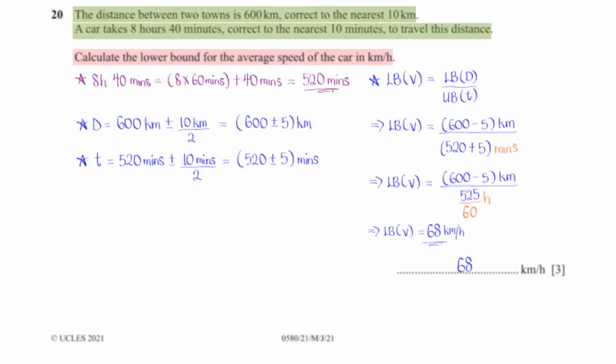Since we want to find the lower bound of the speed, that will be equal to the lower bound of the distance divided by the upper bound of the time. And so the lower bound of the distance traveled will be equal to 600 minus 0.5 kilometers, and the upper bound of the time duration will be equal to 520 plus 5 minutes. We have to make sure we convert the minutes to hours, and when we type this into the calculator, we get a final answer of 68 kilometers per hour.